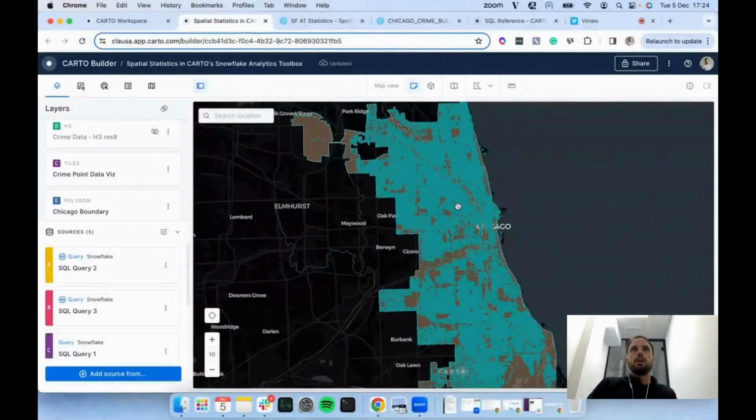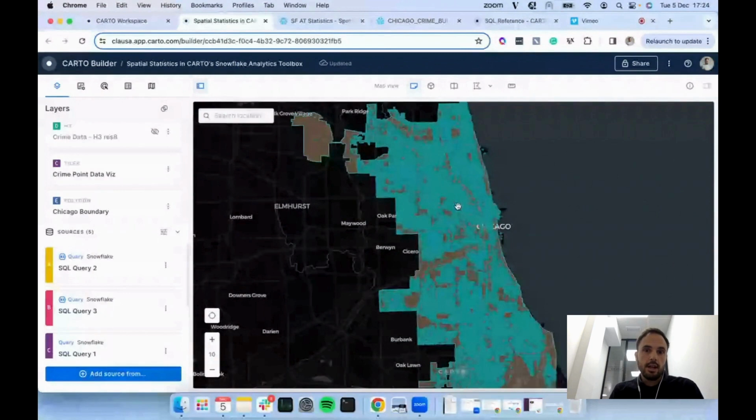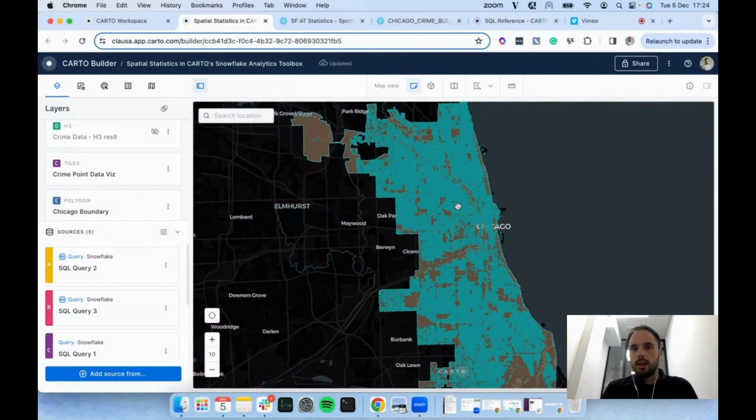So one of the first things that we want to do when we're working with point data is aggregating this data into some areal aggregation. Today we're going to be using H3 spatial indexes, but you can use any other index like Quadbin, or in case you're interested in other types of geometries, that is also fine. This makes it easier to identify these types of patterns. And why do we want to do this?